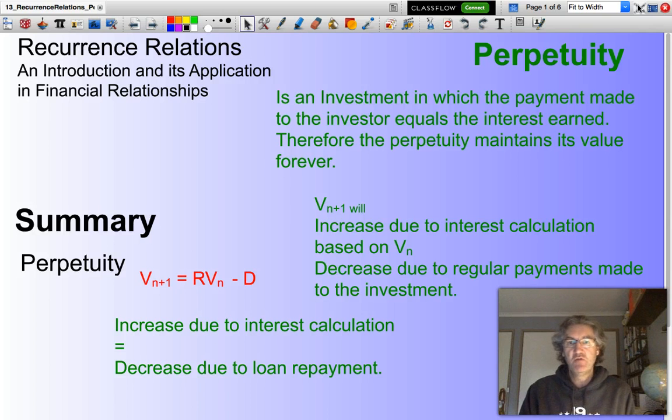Now, a perpetuity is an investment in which the payment made to the investor equals the interest earned. Therefore, the perpetuity maintains its value forever. So, in terms of our recurrence relation, it will increase due to an interest calculation and decrease due to our repayment. If these two values match, then we have a perpetuity.